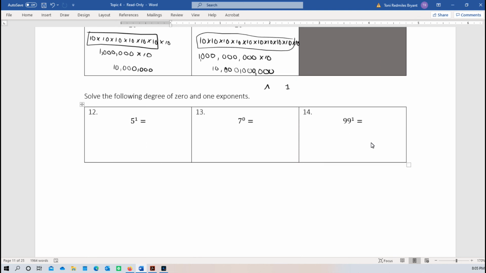All right, this says there's only one 5 in multiplication, so it must be multiplied by a 1 because there has to be multiplication going on, which just gives us 5. This says there's no 7s in multiplication, but there's multiplication going on, so it must be a 1. 1 times 1 would give me the 1. And 99 to the first power, that's just one 99 being multiplied by a 1, which gives me 99.